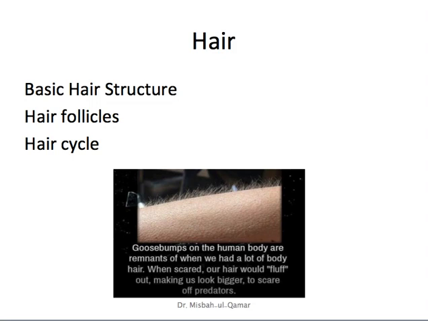Now the hair cycle consists of growth, rest, regression, and shedding phases. The duration of the growth phase basically determines the hair length, and this duration can vary from one area of the body to the next. And this explains why scalp hair is typically much longer than in other regions.